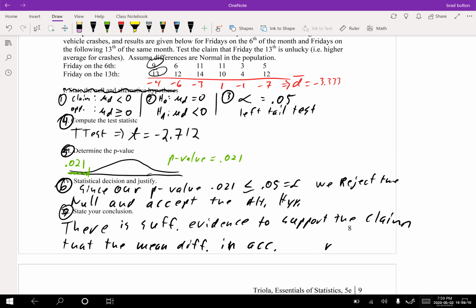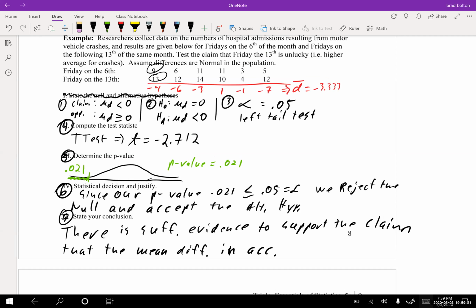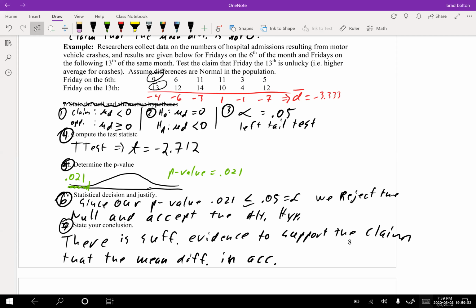Oops. So let's see here. We're saying the mean difference is less than 0.